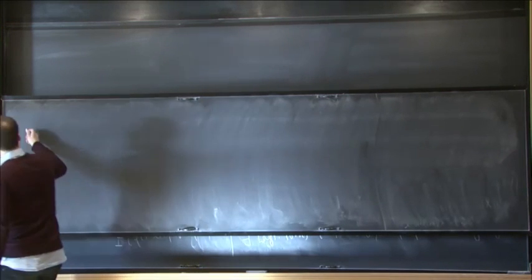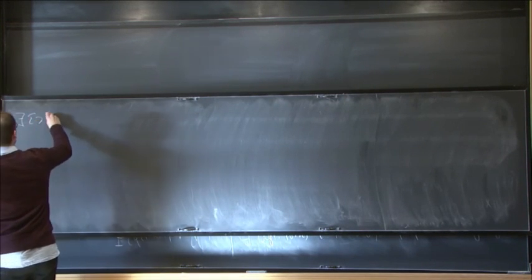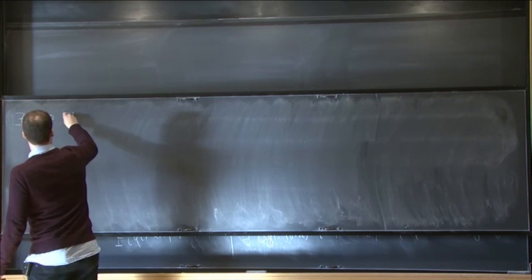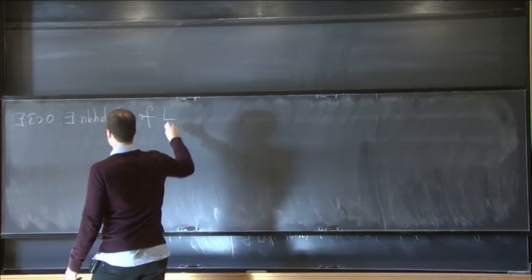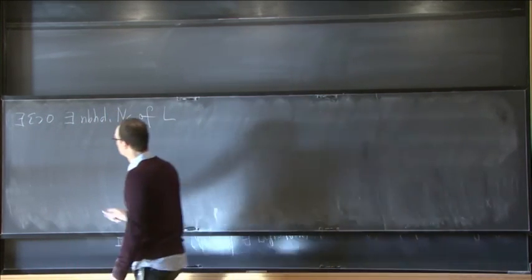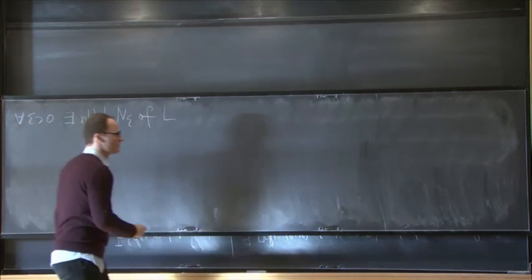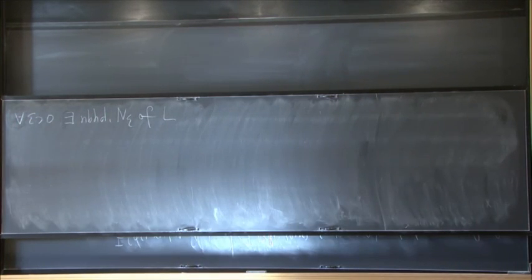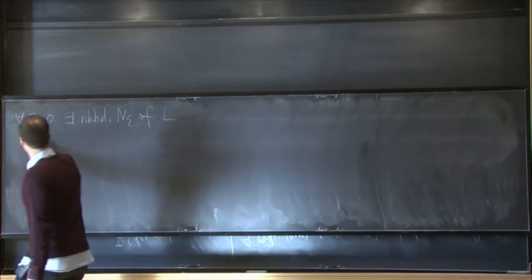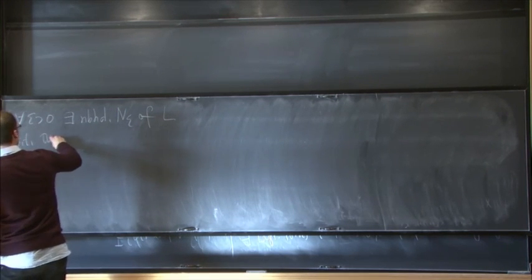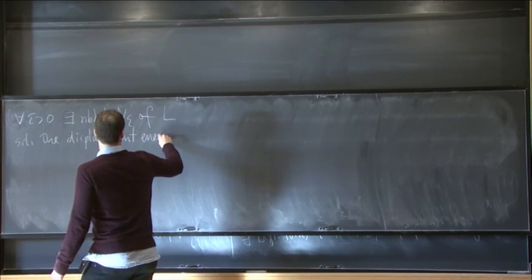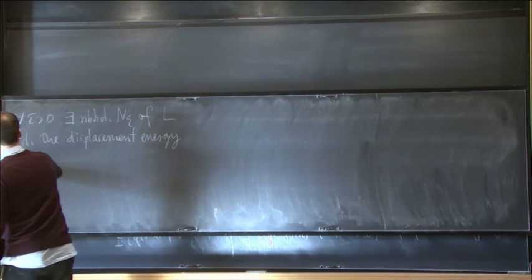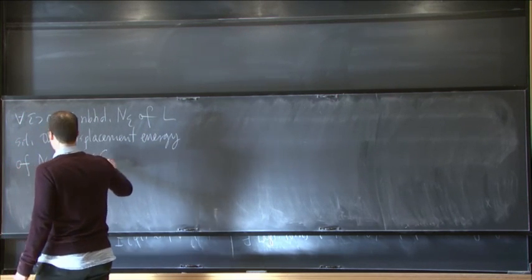What does it really mean? It means for every epsilon there exists a neighborhood N epsilon of L. You mean for all epsilon? Yeah. L is this thing over here. So that the displacement energy of N epsilon is less than epsilon.